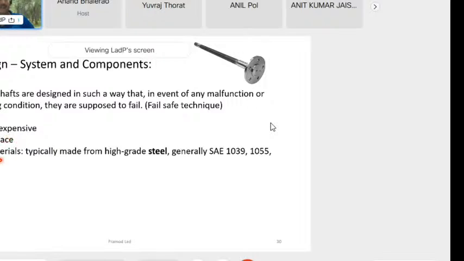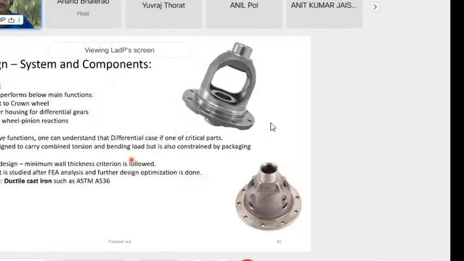So typical materials used are high grade steels like SAE 1039, 1055, 1050. And axle shafts are induction hardened in the area where the bearing and the seal come in contact, and at the inside area where the splines are engaged with the differential gears. So these areas are typically induction hardened. Then the differential case. The differential case acts as a support to the crown wheel. It acts as an enclosure.